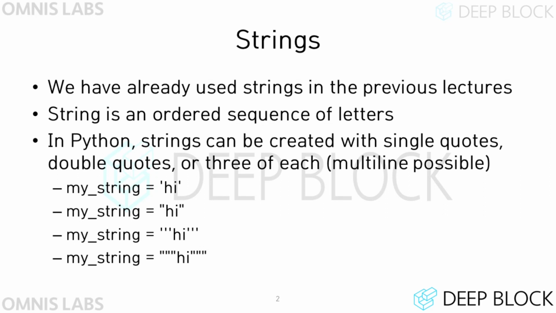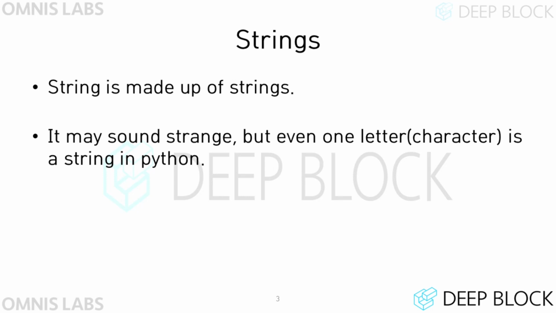Strings in Python can be expressed using single and double quotation marks. It is also possible to create strings that span multiple lines by using triple quotation marks. Strings are made up of strings. It may sound strange, but in Python, every character is a string.